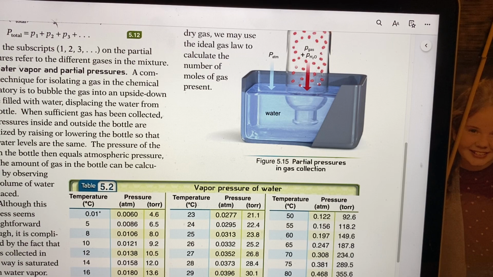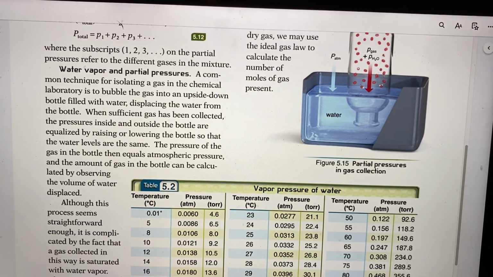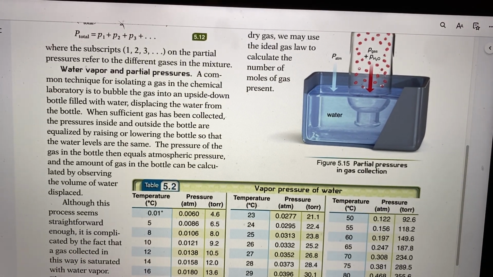A common technique, let's look over here first because we're going to have a table. A common technique for isolating gas in a chemical laboratory is to bubble the gas into an upside down bottle filled with water, displacing the water from the bottle. When sufficient gas has been collected, the pressures inside and outside are equalized by lowering the bottle until the water levels are the same. Then the pressure of the gas in the bottle equals atmospheric pressure, and the amount of gas in the bottle can be calculated by observing the volume of water displaced.